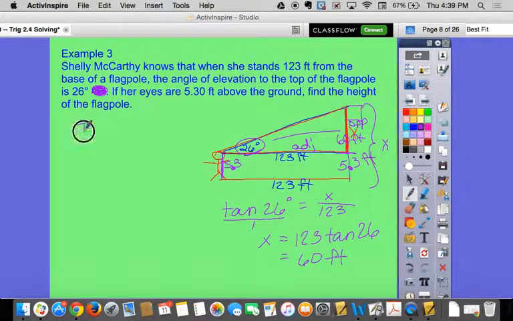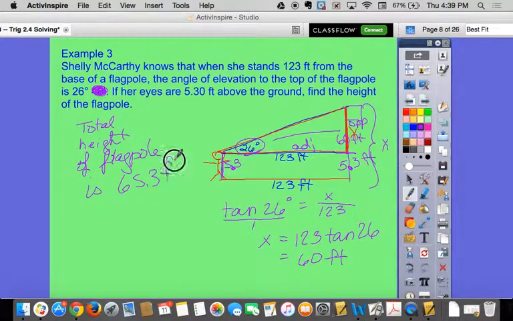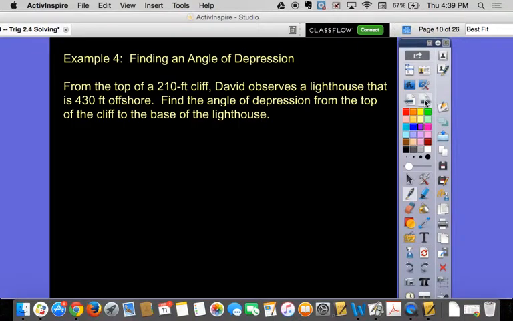So the total height of the flagpole is, what did we say, 65.3 feet. There we go. But you just had to add that back in there. Okay? So be prepared to deal with angle of elevation. Let's look at this one because it's angle of depression. I think this will be all that we have time for.